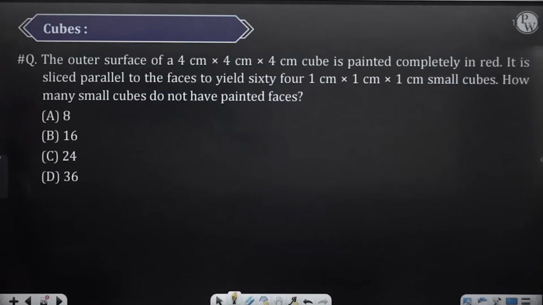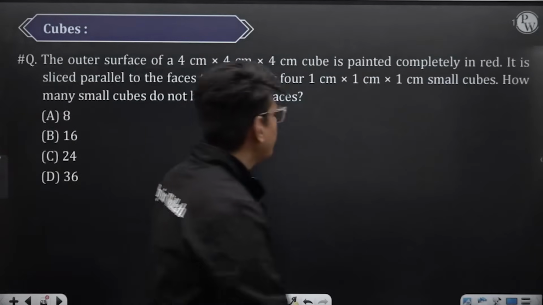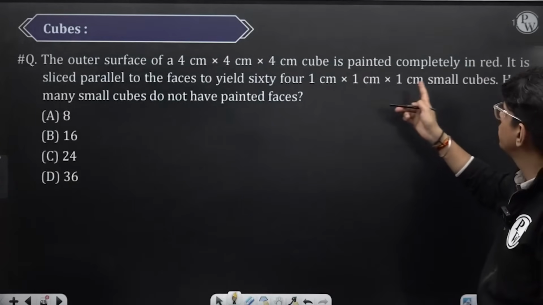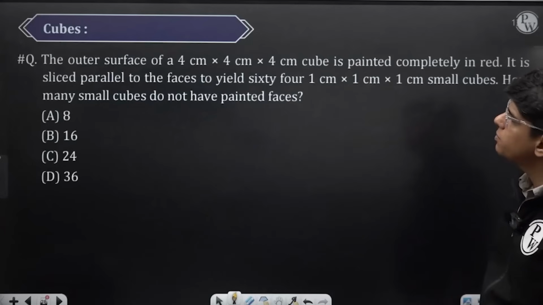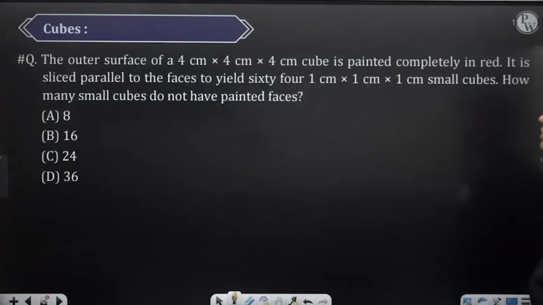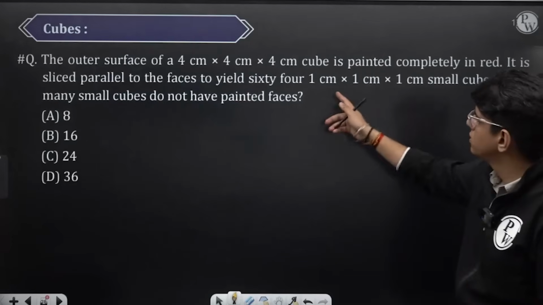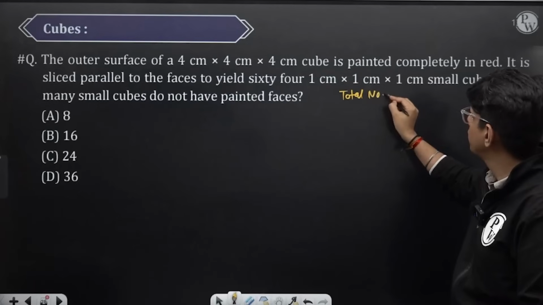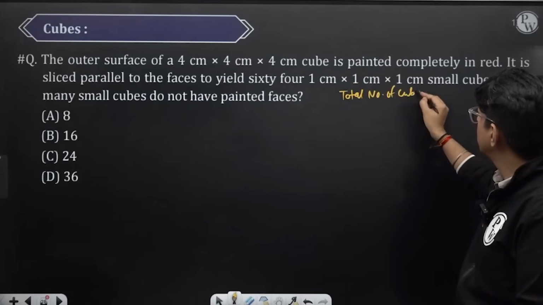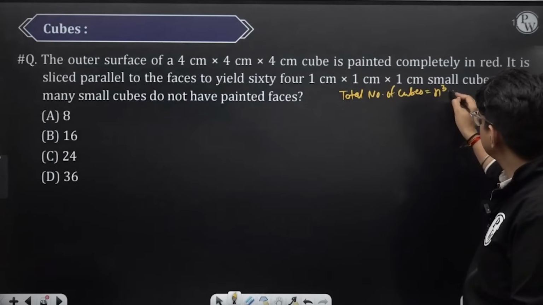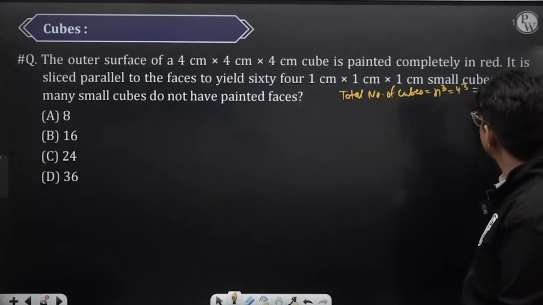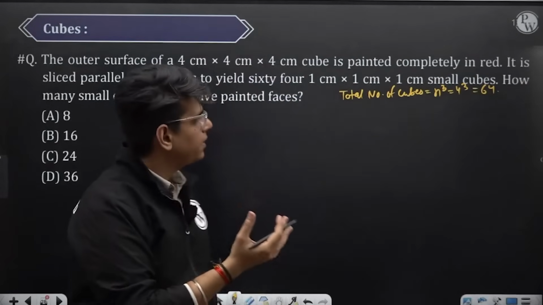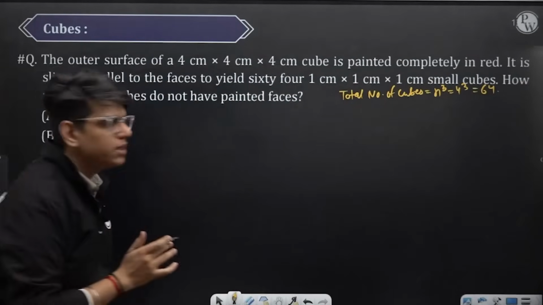Now, in this question, first of all, remember what is n. Suppose there is a 4 into 4 into 4 cube painted completely in red and sliced parallel to the face to yield smaller cubes. Okay? So total number of cubes is equal to n cube, which is here 4 cube, which is 64. Based on this, there are 4 formulas, right? Right now there isn't that much time to explain, but you need to remember these.